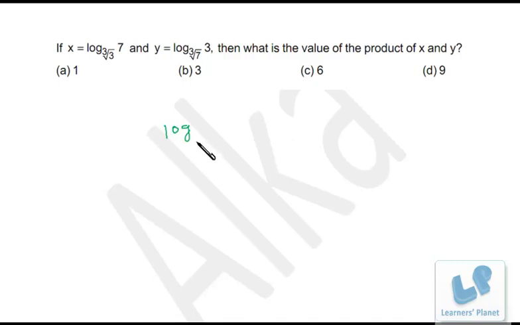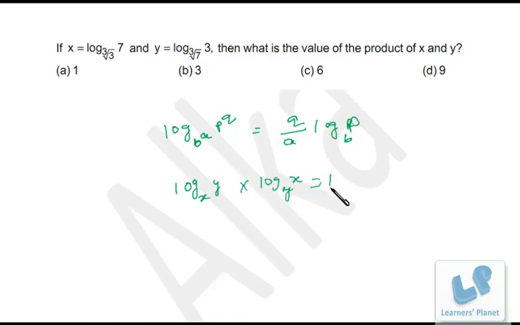That's log, here maybe the base is b raised to a and the index is say p raised to q. So that will be actually q by a log p to the base b, right? So that is an important property. Apart from that, log y to the base x into log x to the base y is 1. So these two properties we are going to use over here.